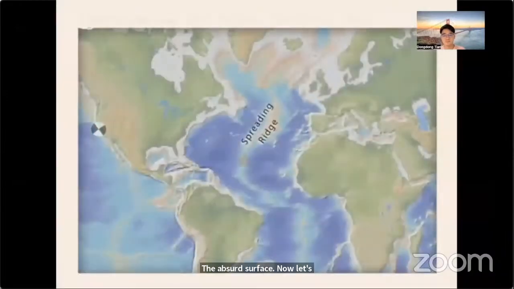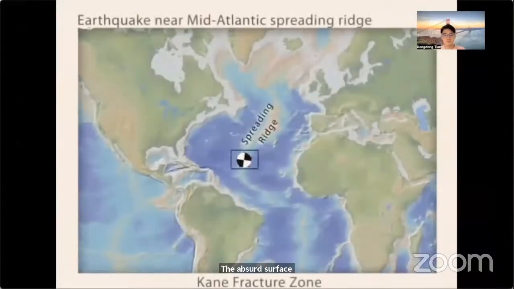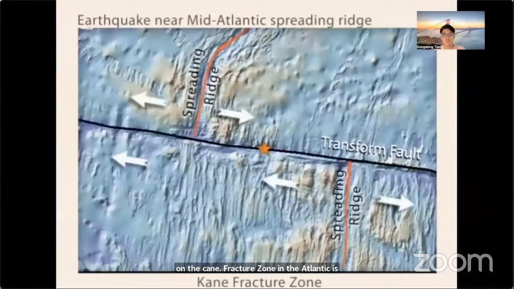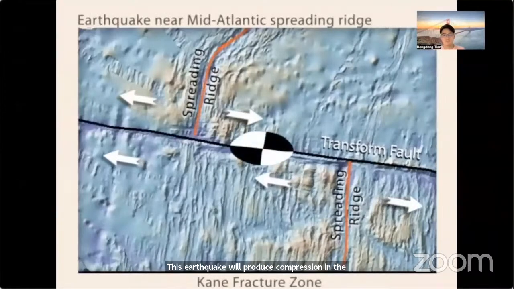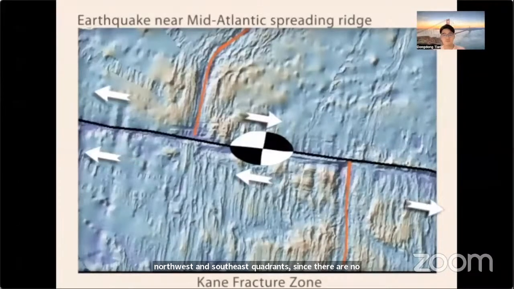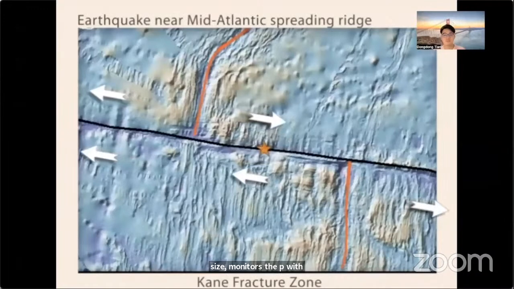Now let's consider a right lateral strike slip earthquake on the Cayman Fracture Zone in the Atlantic. This earthquake will produce compression in the northeast and southwest quadrants and dilatation in the northwest and southeast quadrants. Since there are no nearby seismometers, the P wave first arrival patterns are observed at distant stations.